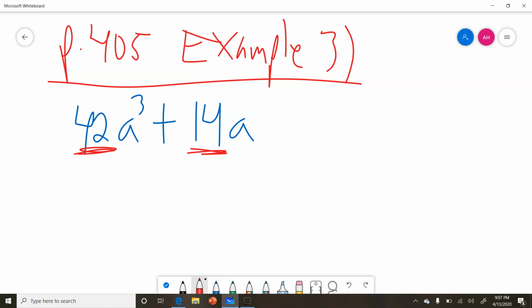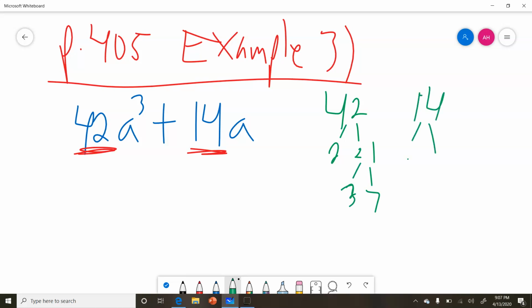Now the first thing that I need to do is figure out what can go out of the 42 and the 14. What is the greatest common factor of those? So I come over here with my little chart and I do 42 divided by 2 is 21, divided by 3 is 7. Okay, now I come over here and I do 14, and that's 2 and 7. Okay, so what do I circle that have the same? 2 and 2, 7 and 7.